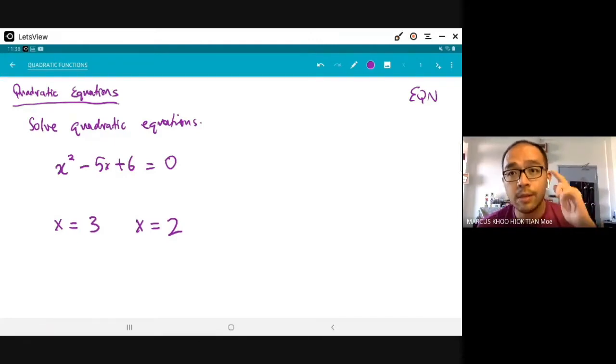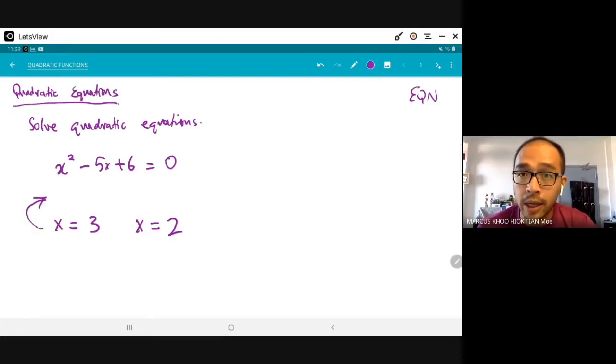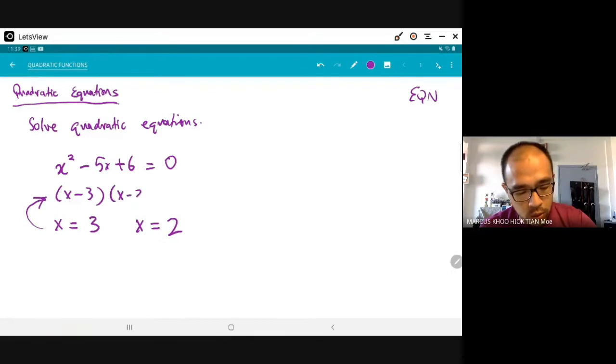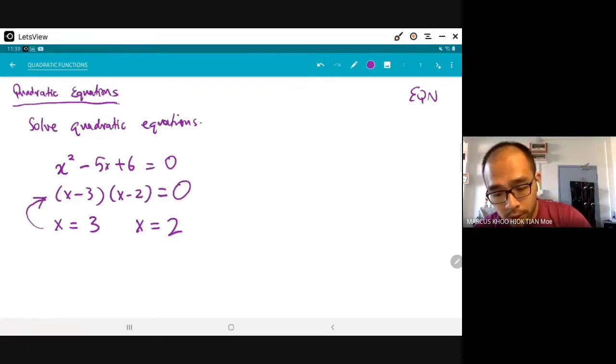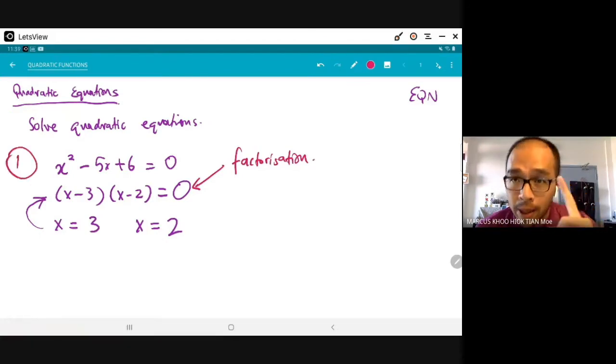Tapi seperti yang saya cakap semalam, kita perlu menunjukkan satu step yang kita panggil sebagai the wayang step, which is x minus 3 and x minus 2 equals 0. Now, this process is what we call factorisation. So this is kaedah pertama, kaedah matematik yang pertama, bukan kaedah pakai tekan calculator. Itu adalah kaedah yang cheating. But the real thing that you're actually doing is pemfaktoran, factorisation. Ini kamu telah belajar, so I don't want to waste too much time with that.